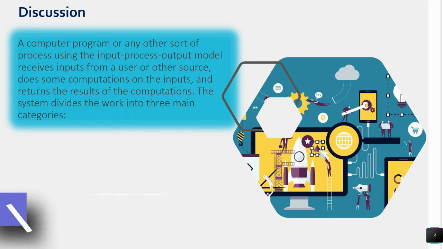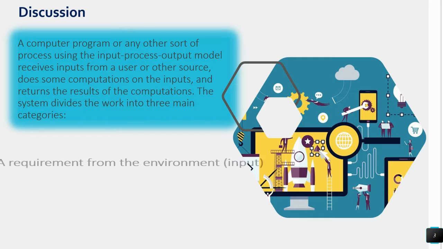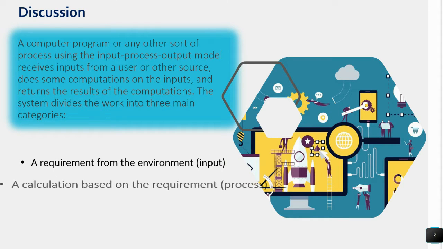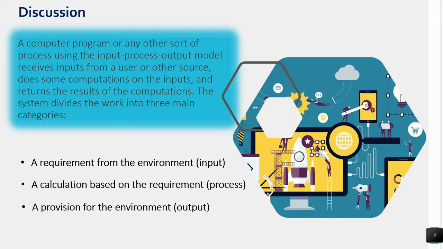The system divides the work into three main categories. A requirement from the environment, input. A calculation based on the requirement, process. A provision for the environment, output.